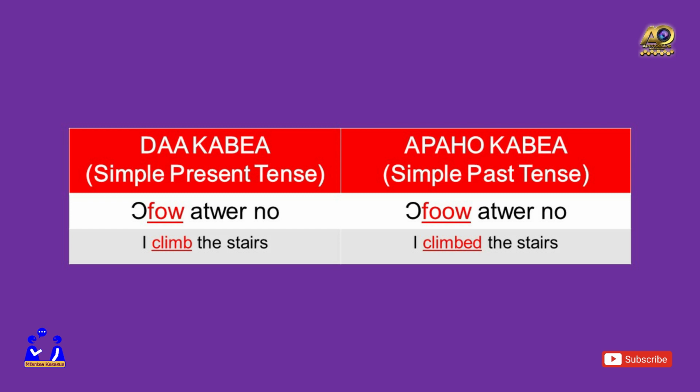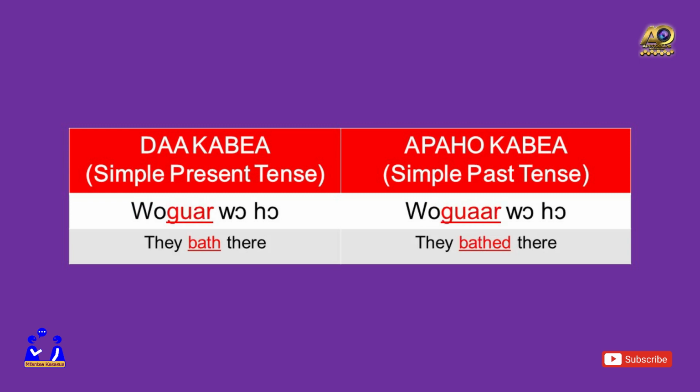With this, we have ofo atwerno. Changing this to the simple past tense, we have the vowel u, which is u in Fante. We double it. So we have ofo atwerno. Of course, very simple. This is very simple to understand. Now, we have this one. Wugwar woho. The last vowel in the verb here is a. So we have doubled the vowel. We have wugwar woho.